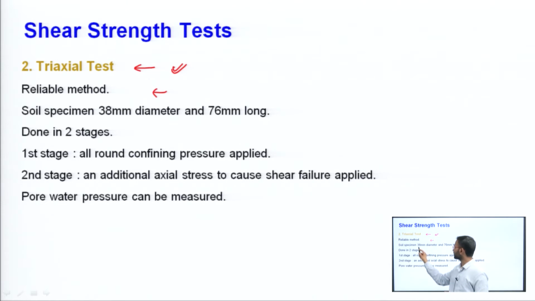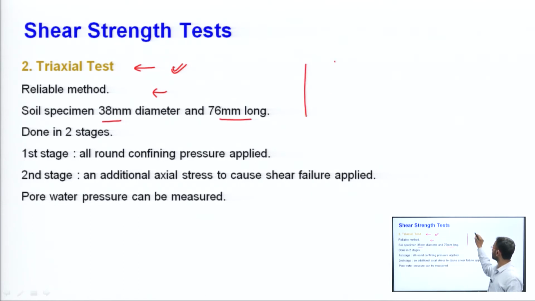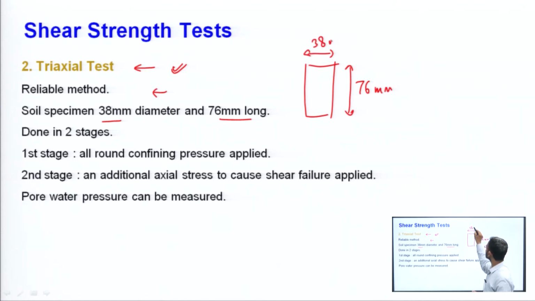Okay. So, the soil specimen is 38 mm in diameter and 76 mm long. If this is the soil sample here, this is the 76 mm length, and the diameter is literally half. So, it is 38 mm. So, it is generally that.